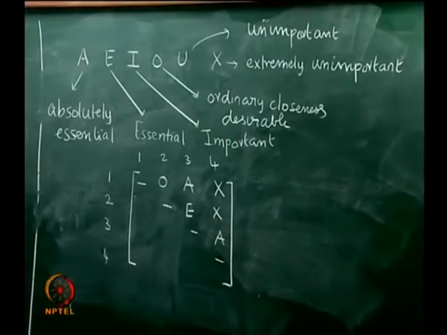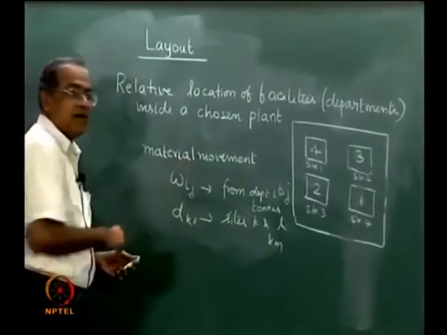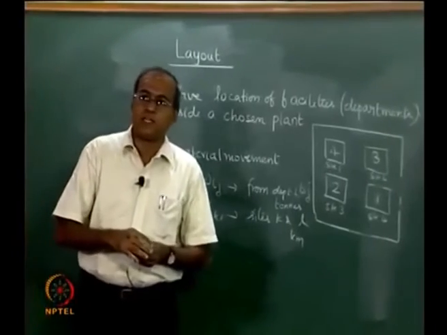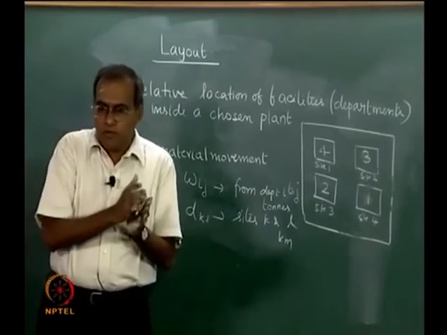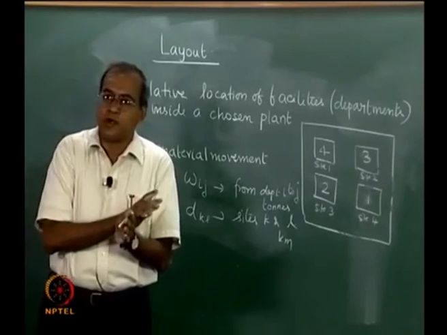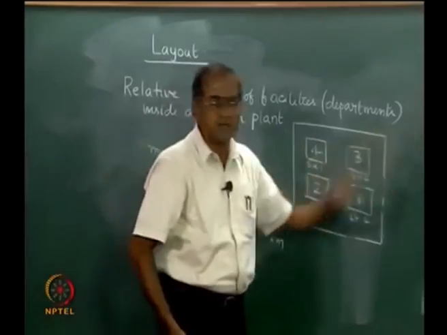In general, it is not a wrong thing to assume that it is symmetric, but if we go purely by the Wij's, there can be situations where the direction of flow of material would be from 1 to 2 and not from 2 to 1, and therefore, they may not be symmetric, but by and large symmetry is assumed.